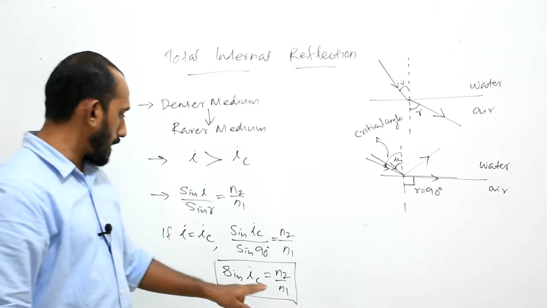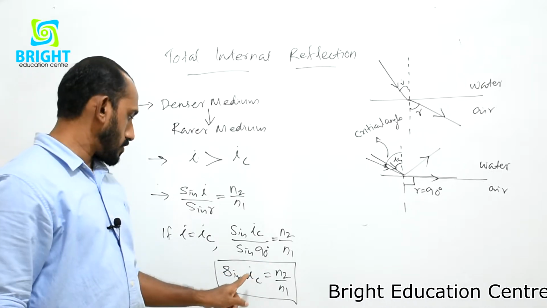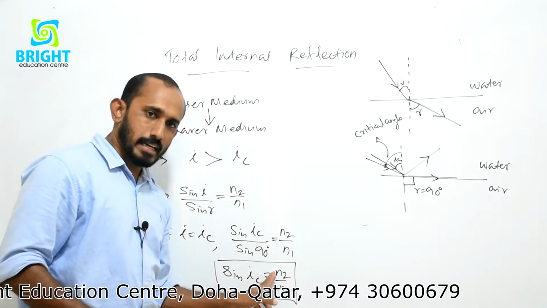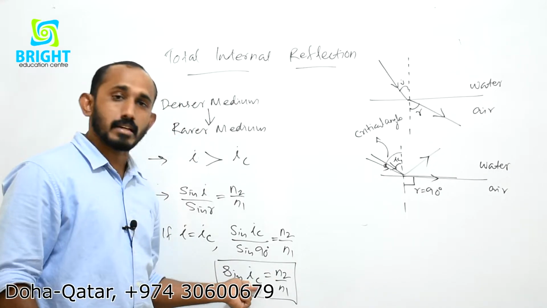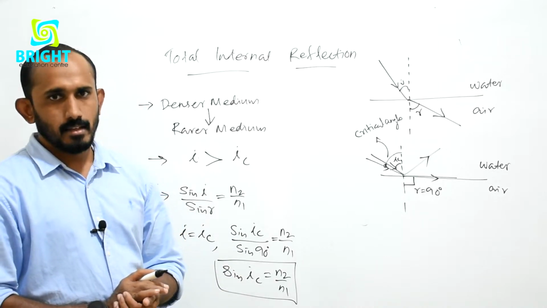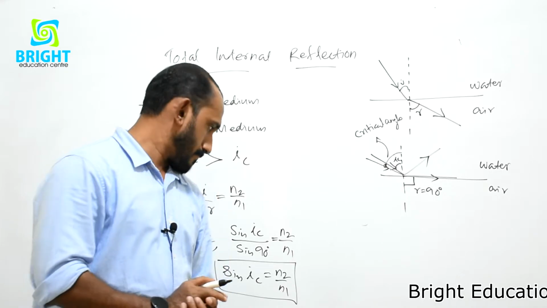And if the rarer medium is air, then n2 will be 1. So we could say sin iC is equal to 1 by n1. This is a relation between the refractive index of two mediums and the critical angle. For water it is around 49 degree, and for glass it is 42 degree, the critical angle.